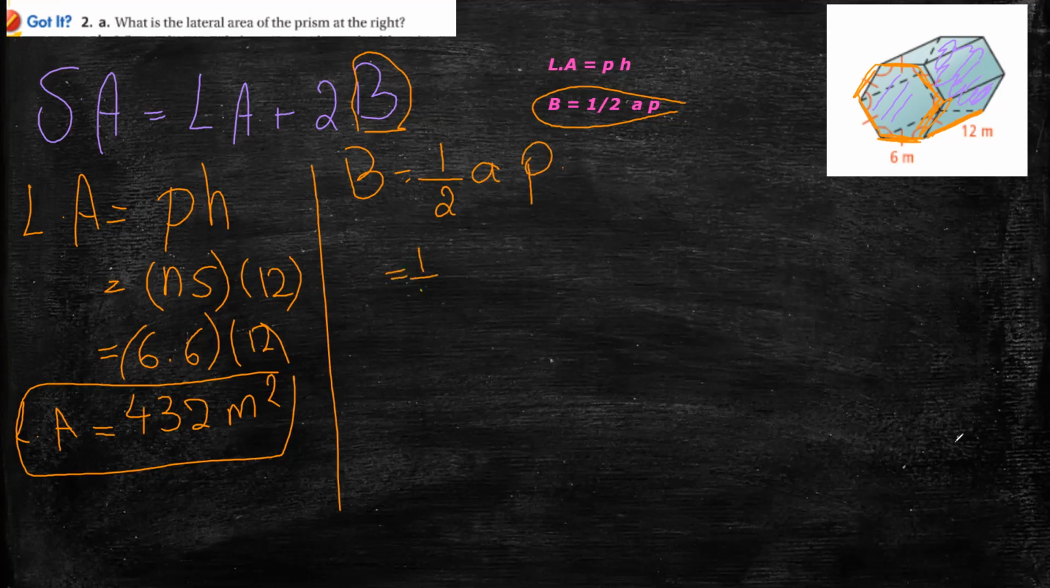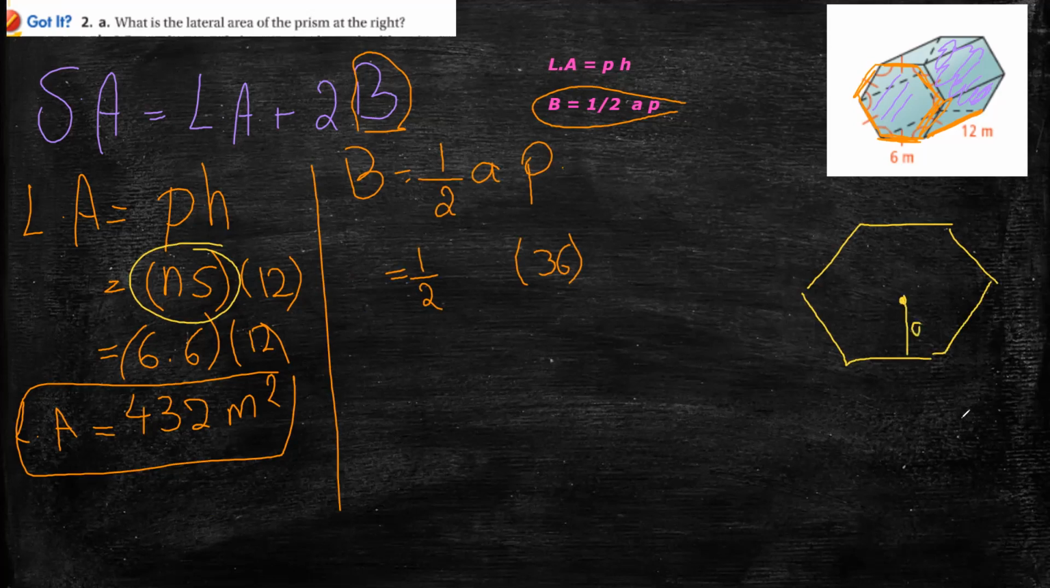Half. Perimeter, we found it before, which is 36. This is the perimeter. We found it before. It is 36. Now I need to find the apothem. Now, as we remembered, this is a hexagon shape. We'll make 360 over 6. This is the apothem.